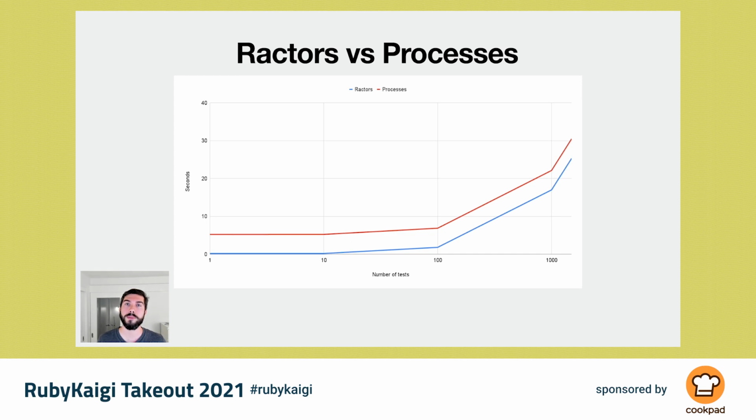This cost comes from forking all of the different Ruby processes to create our worker pool. But as we increase the number of tests, the difference between Ractors and processes becomes smaller and smaller because we spend the majority of our time inside our application's code and not actually inside the test framework. So perhaps for long-running processes, the performance difference is not very significant.